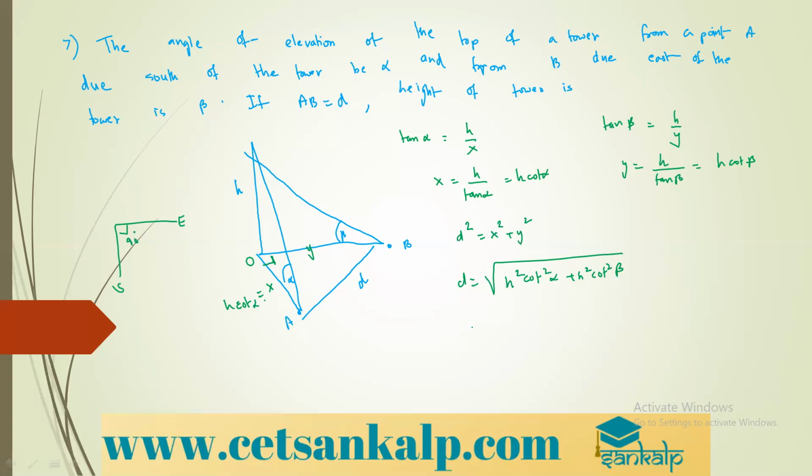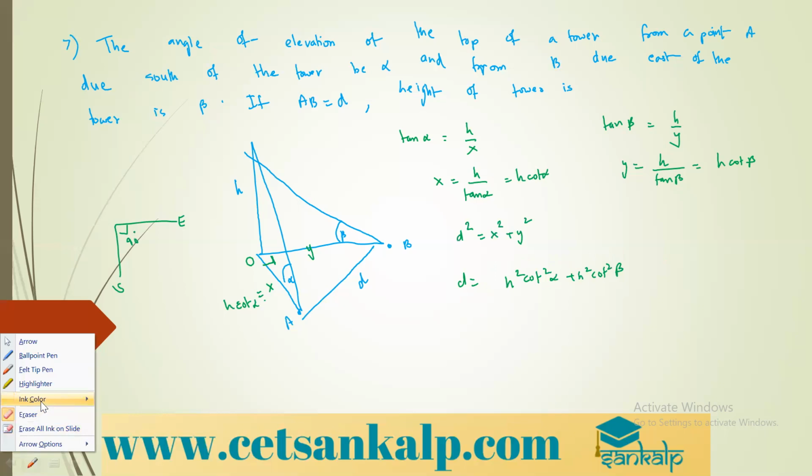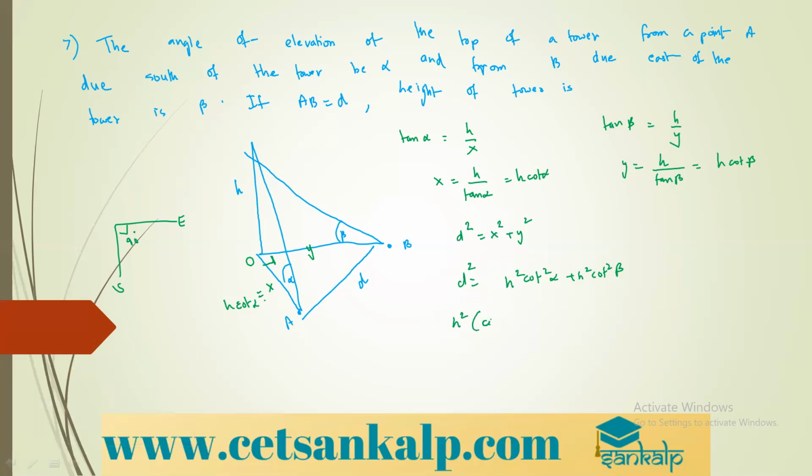They are asking us to find height of the tower. So instead of taking square root, it is better if we remove the square root, because we want height of the tower. So d square I will write. Take h square common, cot square alpha plus cot square beta equal to d square. H will be square root of d square by cot square alpha plus cot square beta. That's it. This is what we have to find.